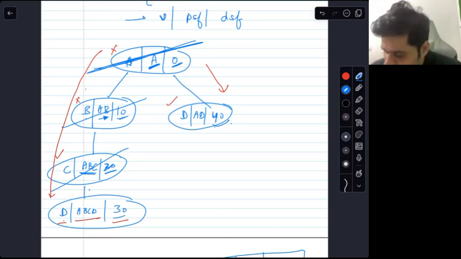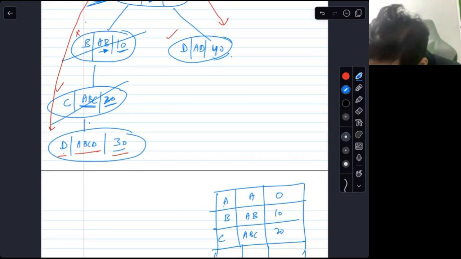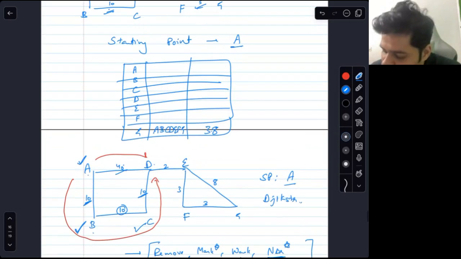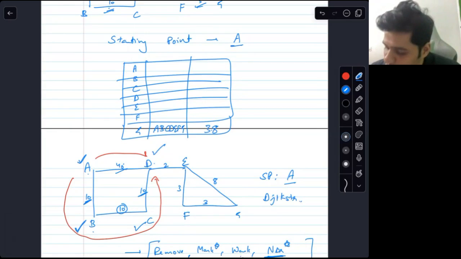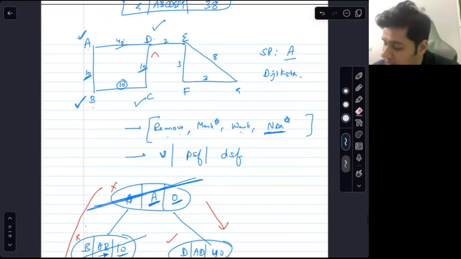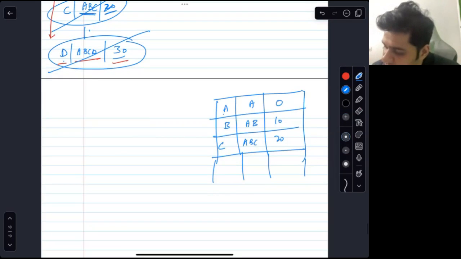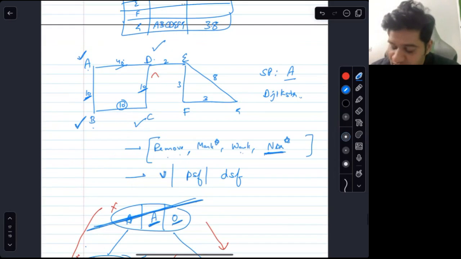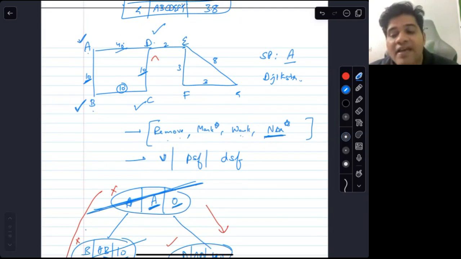But regardless, let's remove D. Remove, mark. Alright. Work. Work is D, A, B, C, D discovered at the cost of 30. Okay. Now the neighbors. The neighbors of D are A, C and E. A and C will be ignored. E will be added.